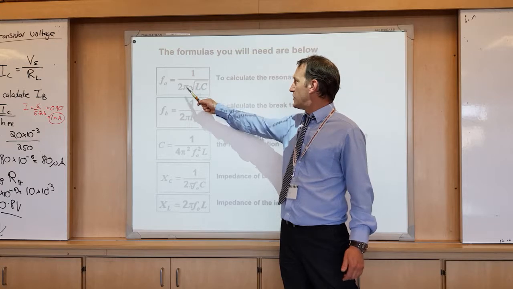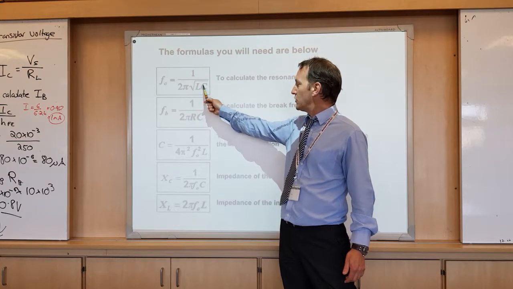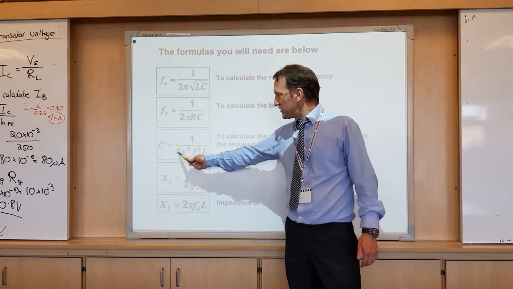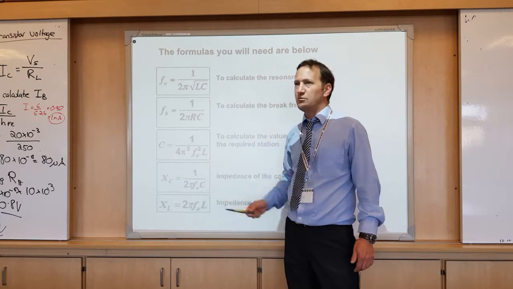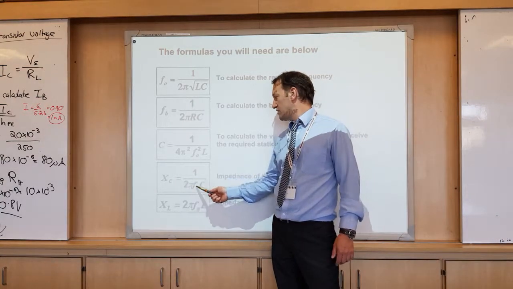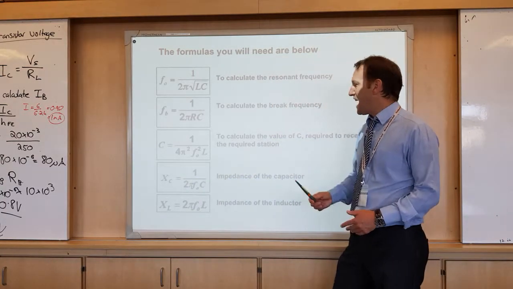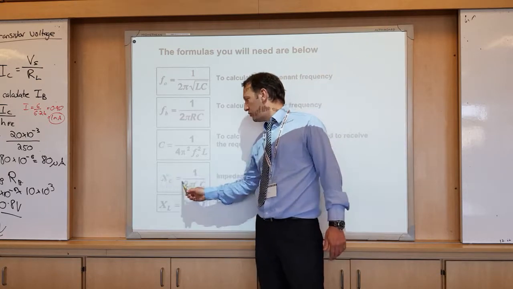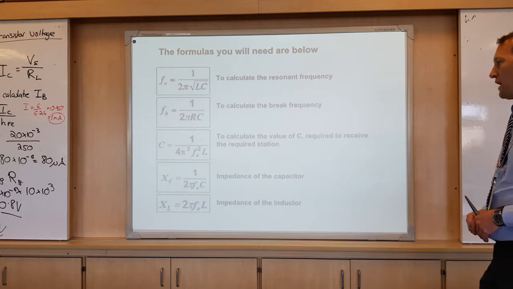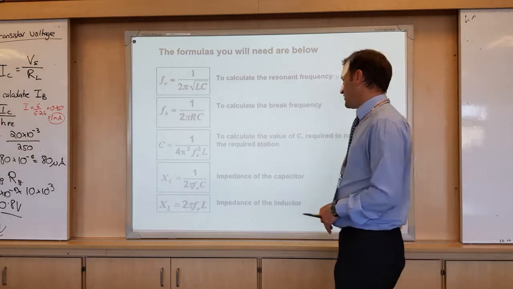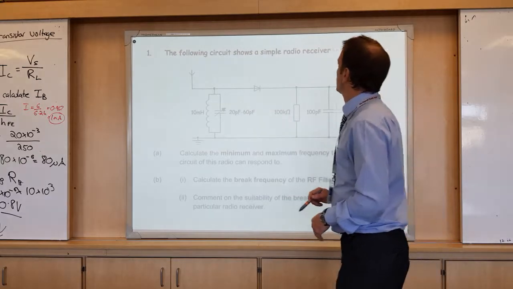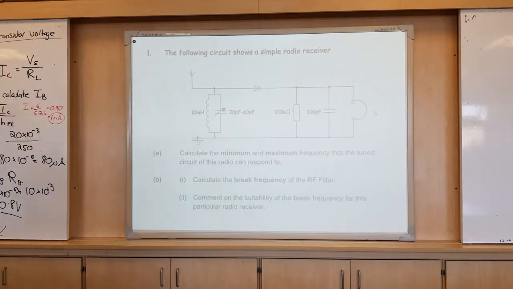So just a rearrangement of that if you want to find the capacitor value you would need for a particular frequency. Careful of this one, there's lots of squares in it and it's a little bit fiddly. Impedance of a capacitor, 1 over 2 pi FC. Remember, at the break frequency, that is equal to the inductor value, and the impedance of the inductor, 2 pi FL. Okay, I'll leave that there. I'll just do Superhet.